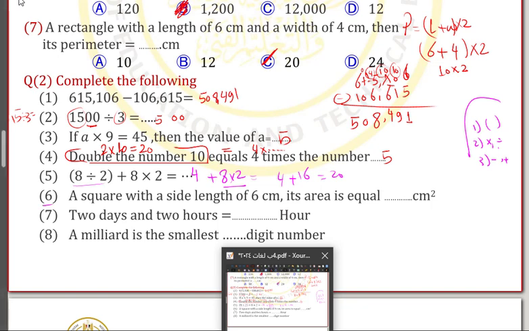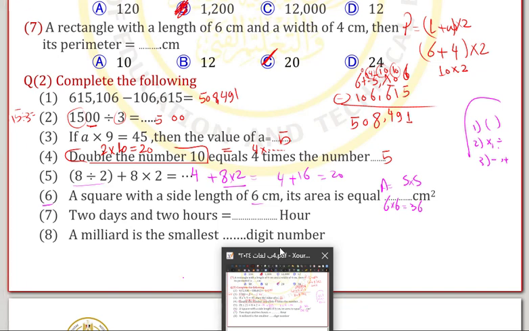Question number 6. A square with a side length of 6 centimeter, its area equals space centimeter square. He wants the area. The area of a square equals side length times side length. Okay, so gonna be 6 by 6, which is 36 centimeter square.